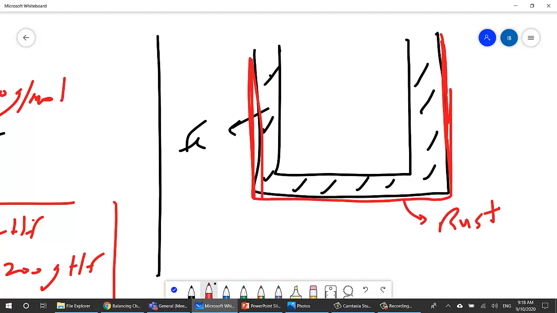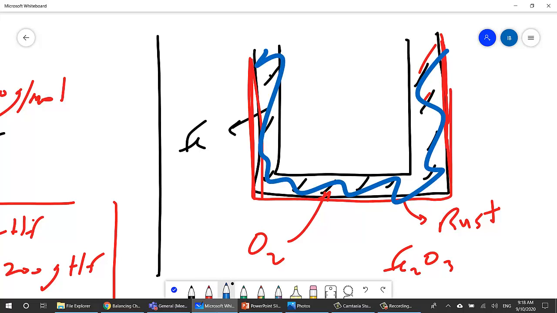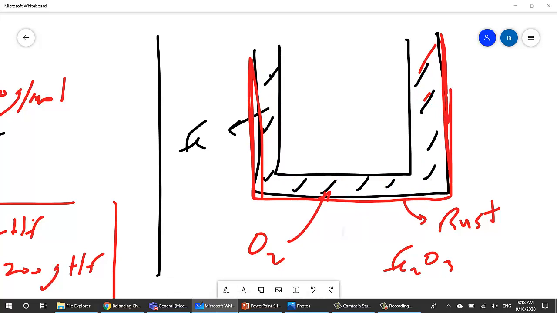Which is Fe2O3. The problem, we have oxygen here. The problem with this Fe2O3 is that it's porous. It allows oxygen to get in, and so after some time this whole thing becomes rust. And that's why if you leave something made of iron, a car or a can or anything, for some time, a month or two, it will rust.